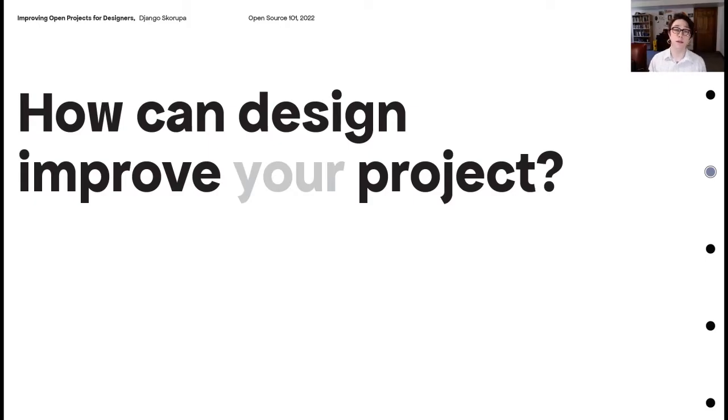But how can design improve your project? Without understanding what design can do for you, there's no perceived need to increase accessibility for designers. So it's my goal, as someone who's been in design for a little while and been in open source for significantly less time, to encourage others to think about design even when they may not perceive why it's necessary.